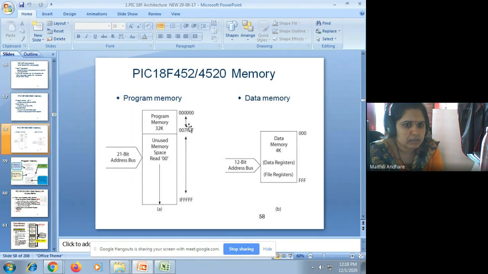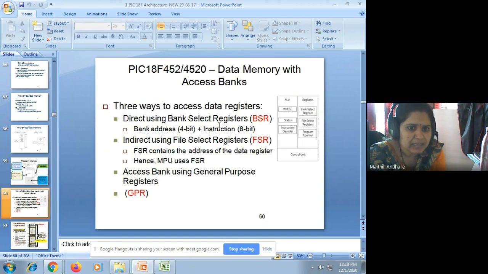So this is the organization of memory. In that, first of all, we will see the data memory organization, which is very important. While accessing the data memory, there are three ways to access it: direct using bank select register, called BSR; indirect using FSR, the file select register; and access bank using general purpose register, called GPR.